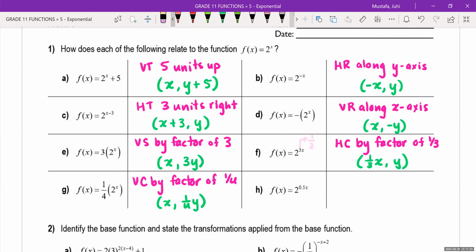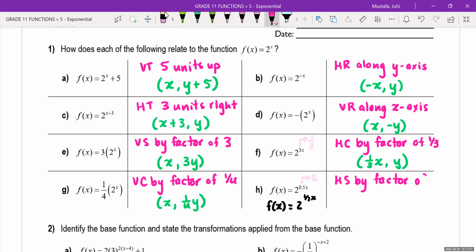I'm going to rewrite this last example so that instead of a decimal, it's actually a fraction. So it's going to be f of x is equal to 2 to the power of 1/2 x. And I'm doing that because when I take the reciprocal of 1/2, what does it become? It becomes a 2. So is this a horizontal stretch or compression? Yep, it's going to be a horizontal stretch by a factor of just 2. And we're going to multiply that x with 2, so it'll be 2x, comma, y.